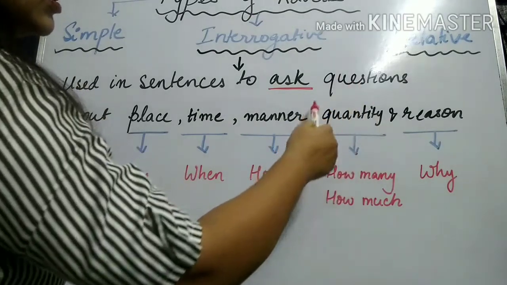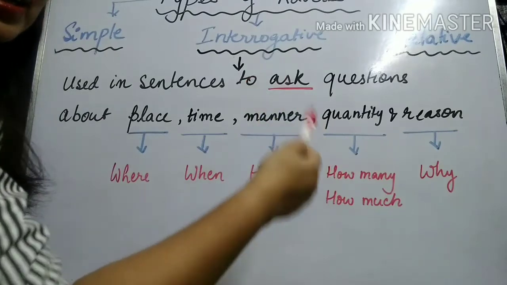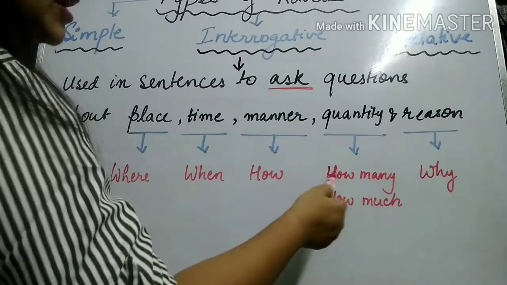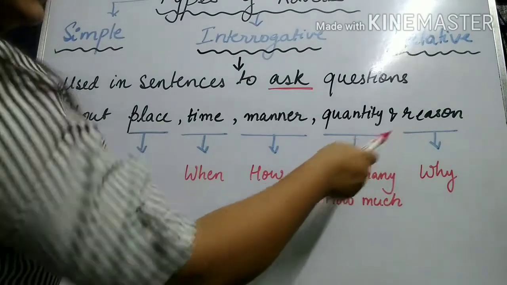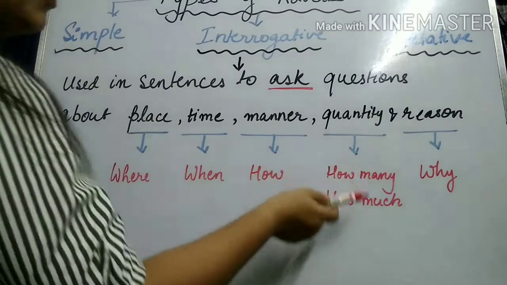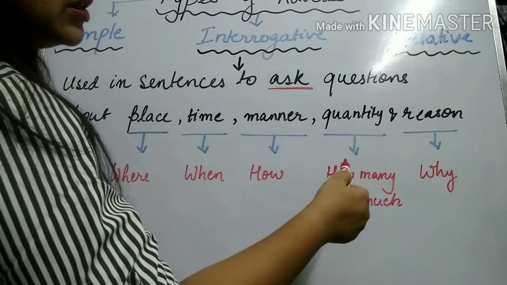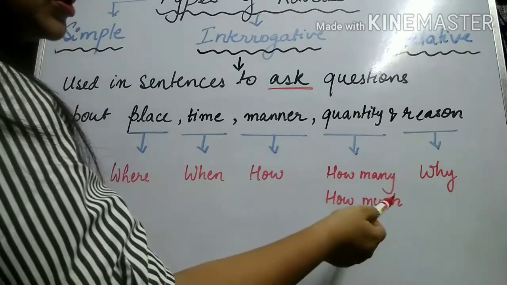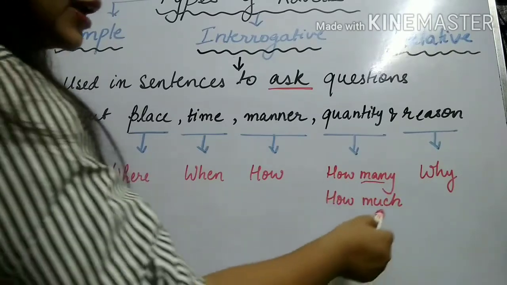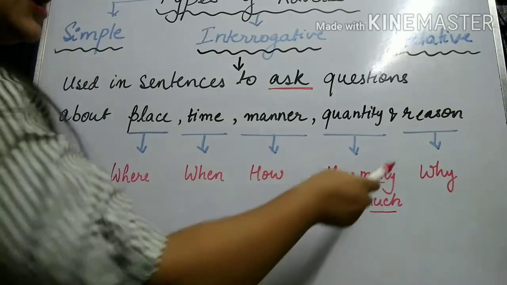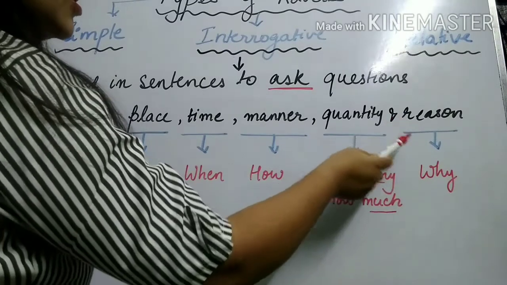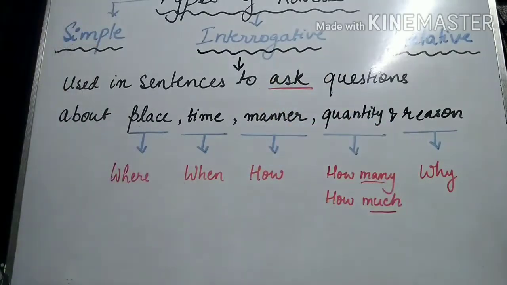When we are asking questions related to quantity, we use the phrase how many or how much, depending on whether the noun is countable or uncountable. Of course, how many is used for countable nouns and how much is used for uncountable nouns. And the last type is adverb of reason, where the question word used as an interrogative adverb is why.